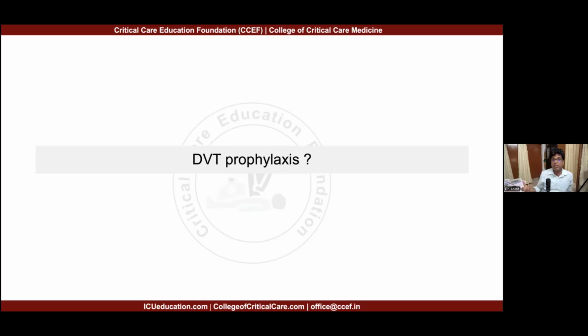DVT prophylaxis is very, very important, as the patient is on a ventilator or cannot move because of traumatic brain injury. Mechanical pneumatic compression devices should be started within 24 hours. If after 24 hours there is no risk of bleeding, you can switch to pharmacological prophylaxis, either heparin 3000 or low molecular weight heparin. Both are the same. And if you have done surgery on the patient, then 48 hours after the surgery, if there is no risk of further bleeding and everything is fine, you can start low molecular weight heparin or other pharmacological prophylaxis.